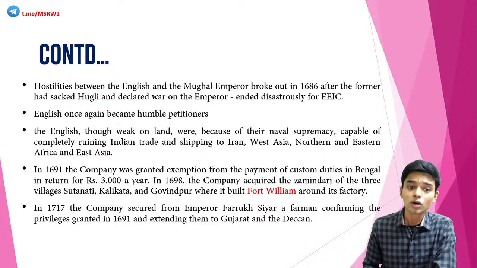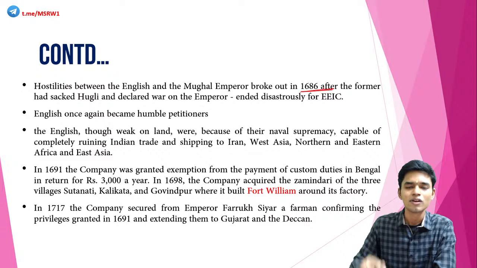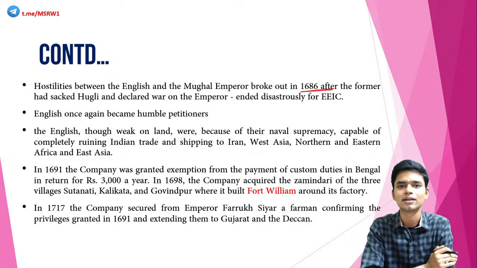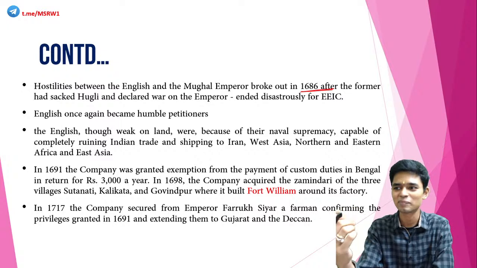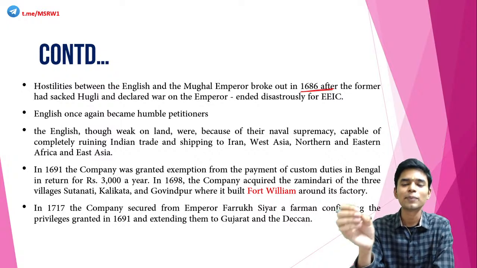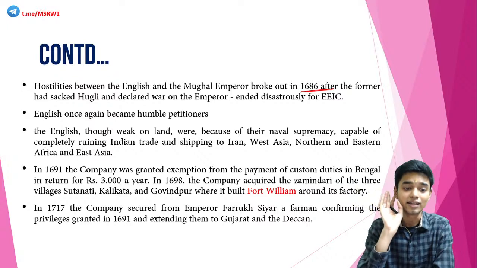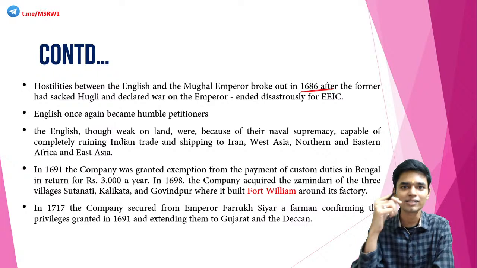Alright. So the hostilities between the English and the Mughal emperor broke out in 1686. When the British started to influence policies using their military power, they became a bit overconfident. To put it plainly, they became overconfident of their might, and they picked a fight with the Mughal emperor in Bengal. They sacked Hooghly, and this made the emperor angry.